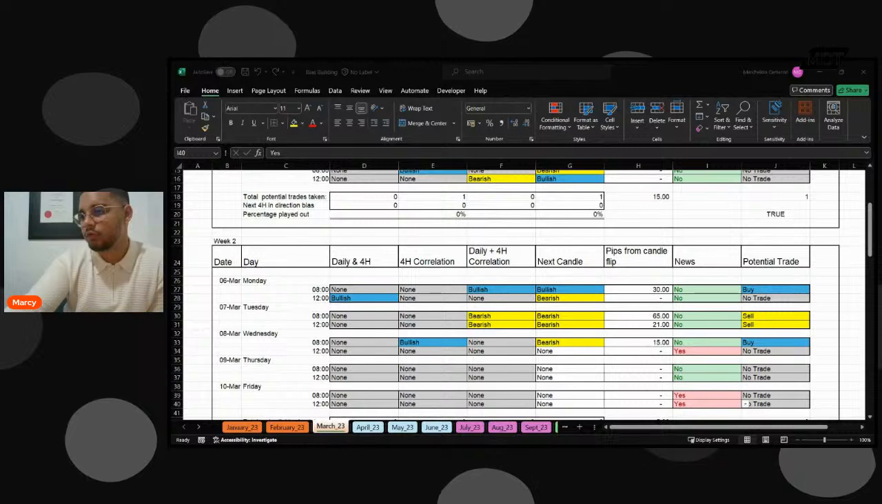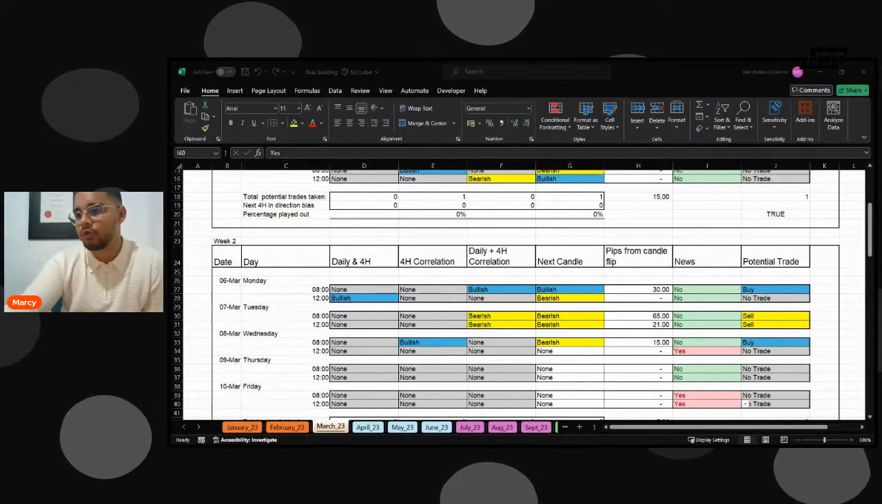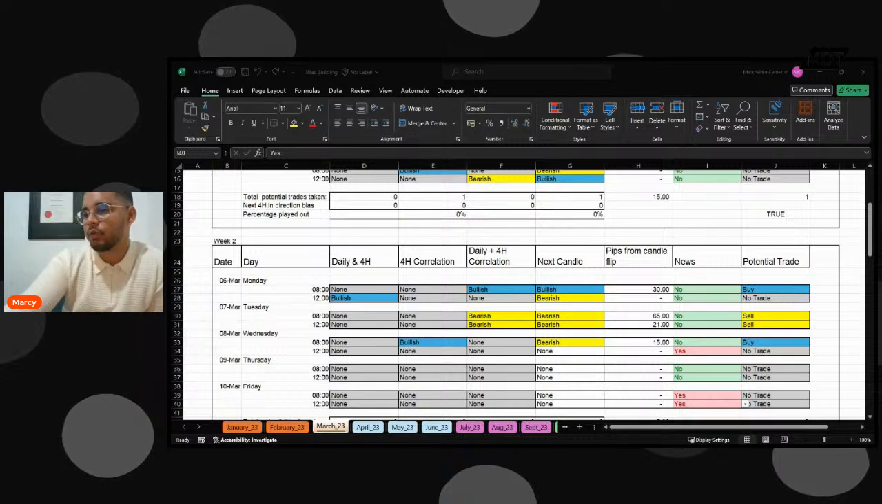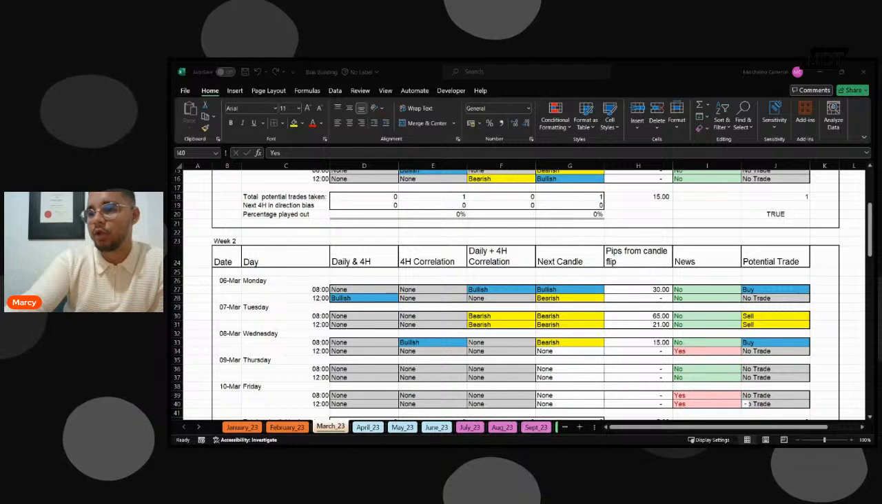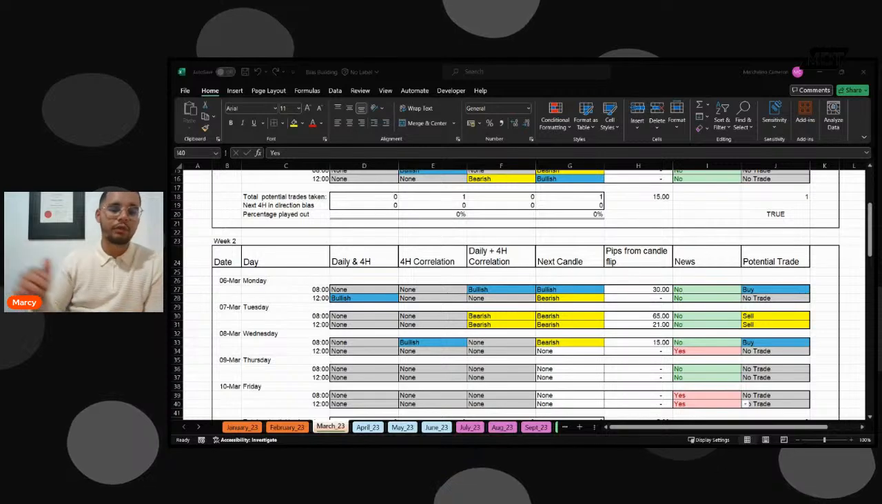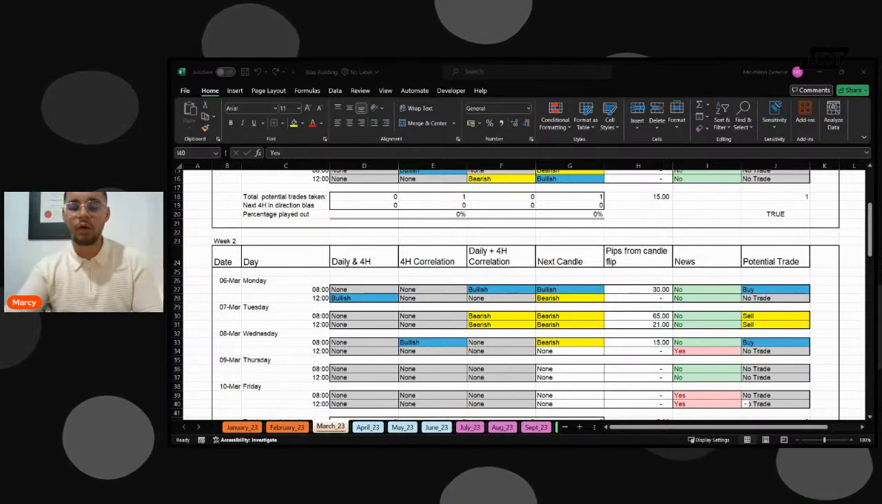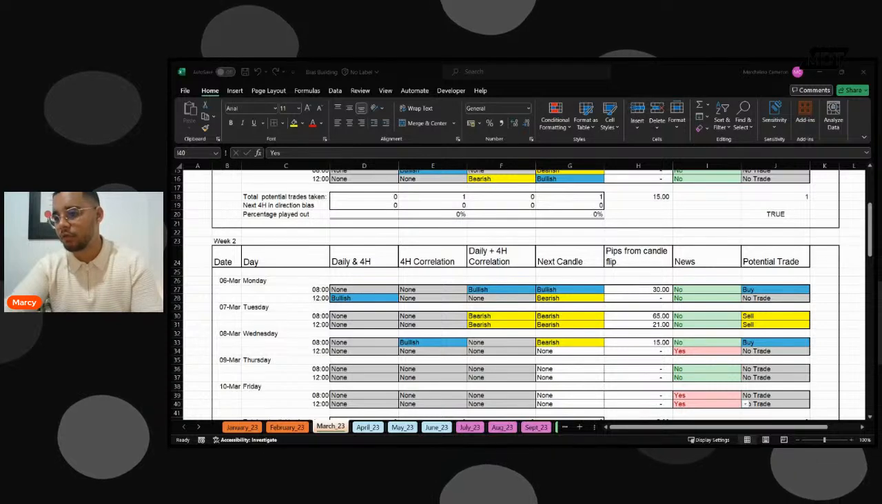Thursday, 9th of March. We're on GJ, we're on pound yen. So that's Friday. Here we go, Thursday. Wednesday was bullish. So all we're doing is going down on the 4H time frame to look for a bullish candle closure. We have a bearish candle close. So we know at this point we don't have daily and 4H. The only way we could potentially trade is if we have 4H correlation. So let's check it out.